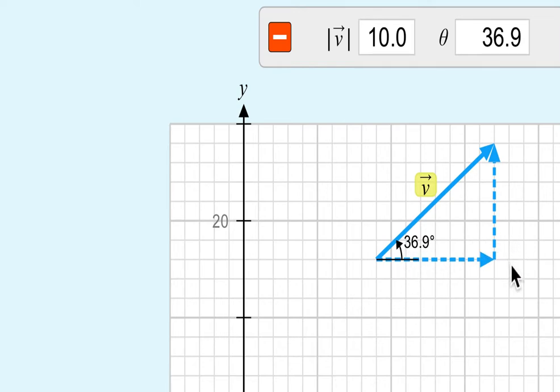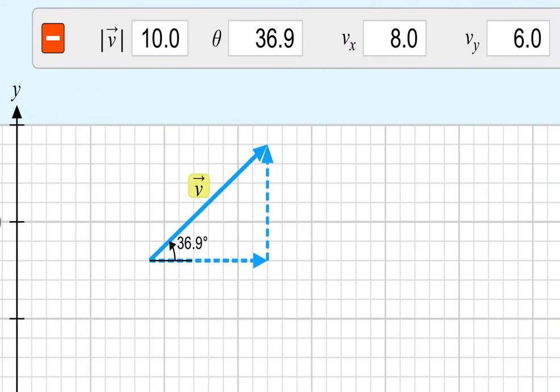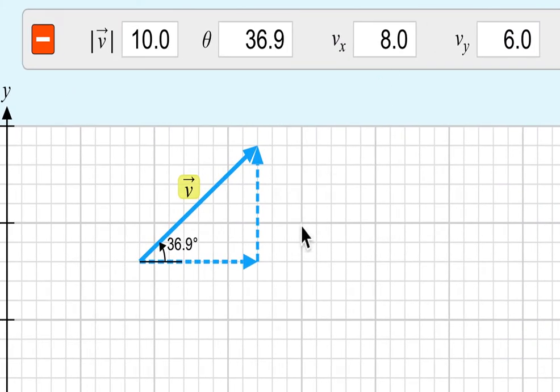And in the y direction, it's going to be 1, 2, 3, 4, 5, 6 units. So that's the y direction. So the y component of this vector, which is going to be 10 times sine 36, should give you 6 units. And let's just double check here. So you can see right there that given the magnitude of 10 and an angle of 36 degrees, the x component should be 8 units and the y component should be 6 units.